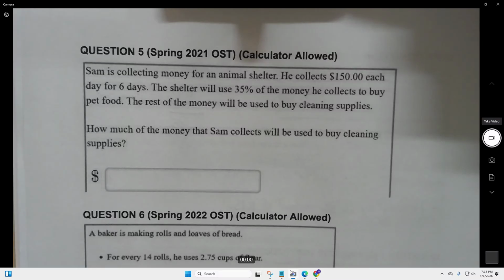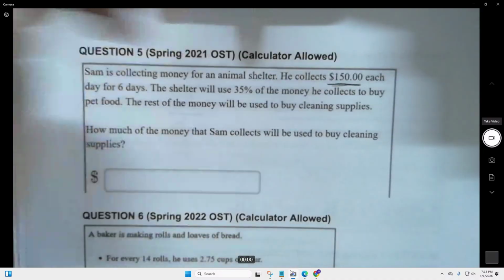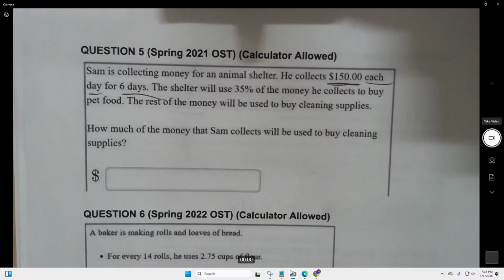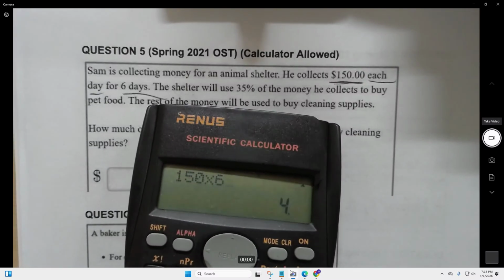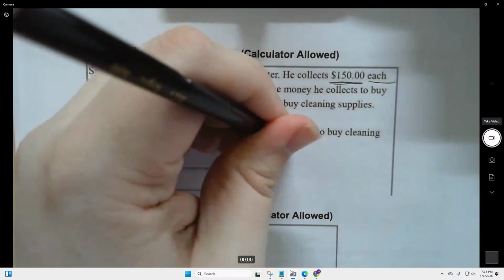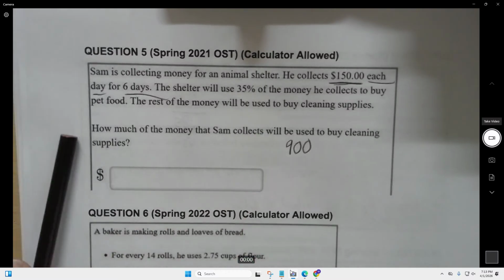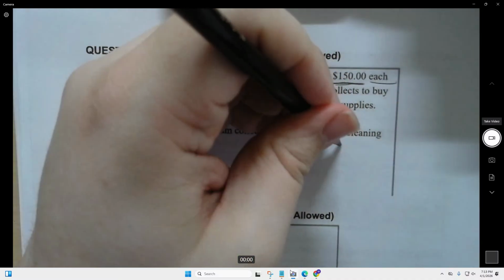Okay, first off, we need to figure out how much money Sam got. $150 every day for 6 days. Okay, so 150 times 6 is 900. He earned $900. 35% of it will be used to buy pet food, the rest to buy cleaning supplies. So then we have to figure out how much is being used to buy cleaning supplies.